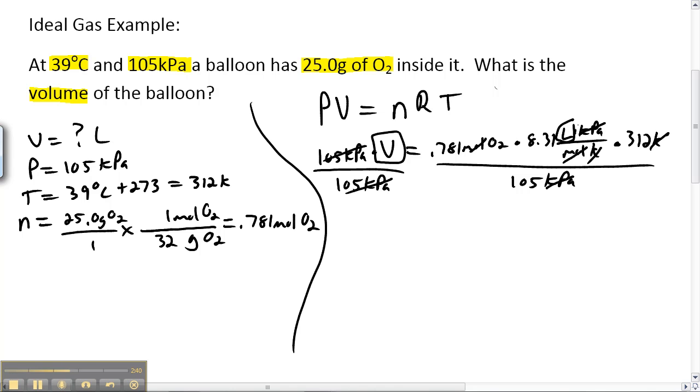We're left with liters. You divide 0.781 times 8.31. I'm sorry, you don't divide. You multiply 0.781 times 8.31 times 312 and divide that whole thing by 105. And it turns out that the volume of this balloon tends to be 19.3 liters at those conditions. And then we're done.